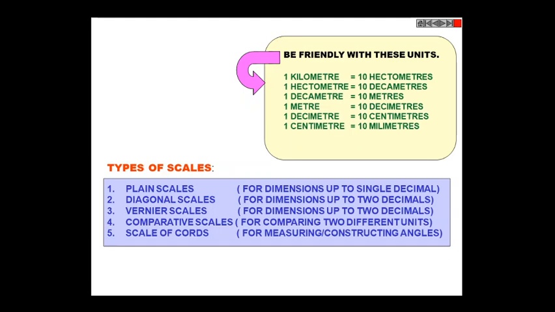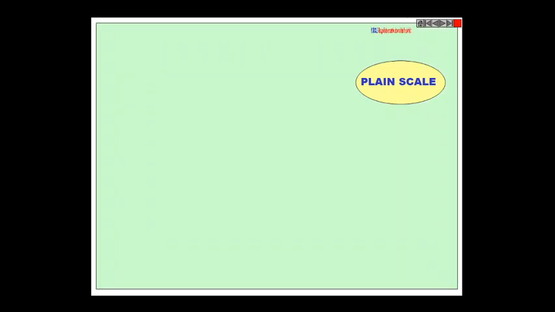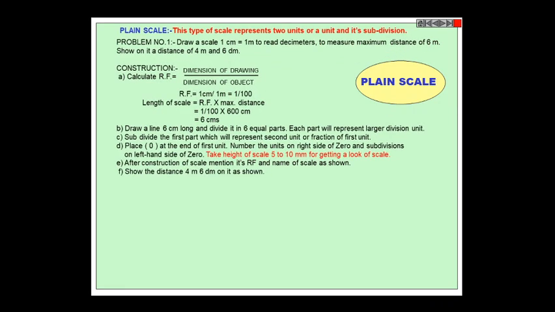And also the scales can be classified into plane scales, diagonal scales, vernier scales, comparative scales, and scales of chords. These are the two types of scales that we are going to use in this entire subject. First one, plane scale. A plane scale can represent two units or a unit and its subdivision. And this is the first problem where we are going to use this type of plane scale.